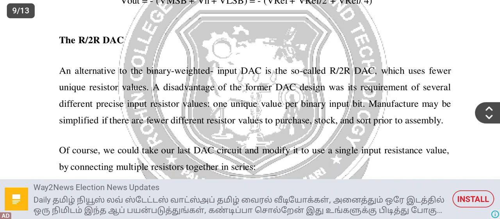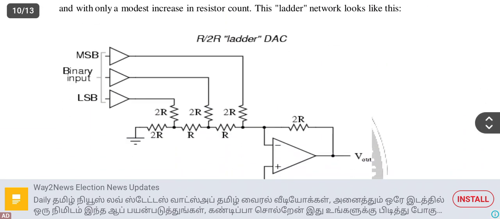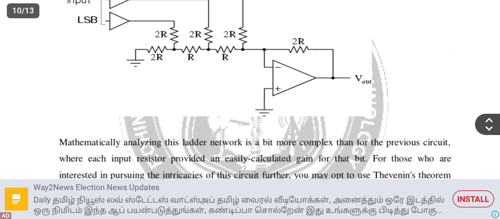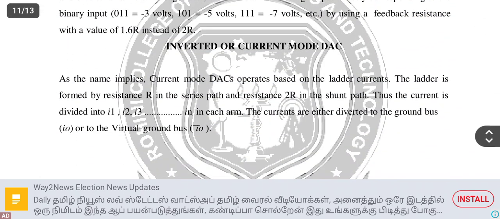Second type is R2R type of DAC. This is an alternative to the binary weighted type DAC, so called R2R DAC, which uses fewer unique resistor values. The arrangement of resistance looks like a ladder type, so it is called R2R ladder. Inverted or current mode DAC.